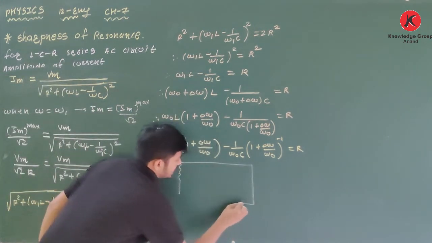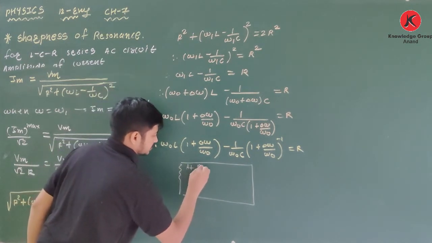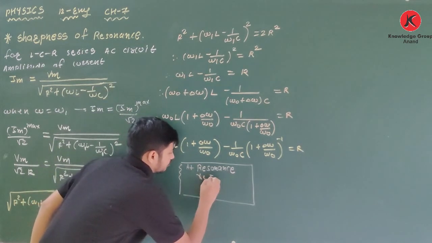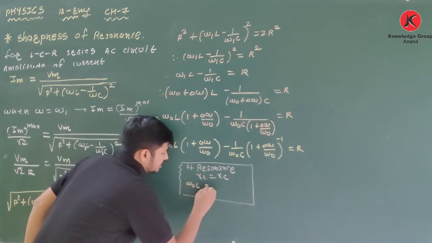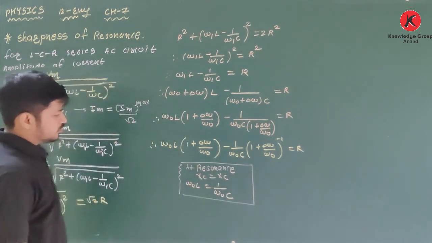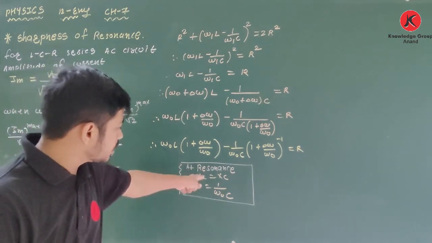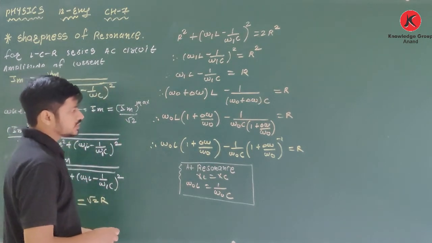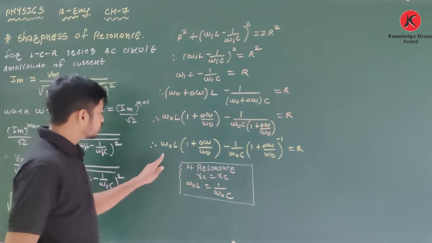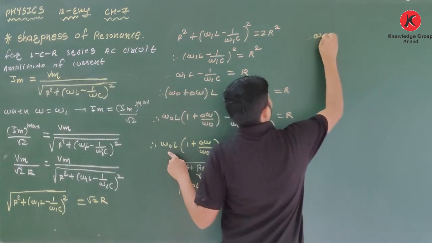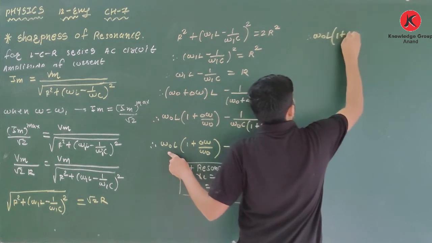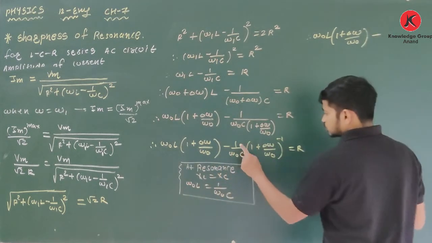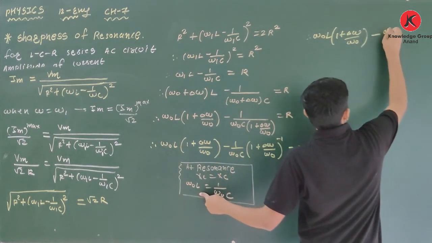Now we know one relation. Which relation? At resonance, XL is equal to XC, which means omega 0 L is equal to 1 upon omega 0 C. So here I can replace this 1 upon omega 0 C by omega 0 L, and this equation reduces to omega 0 L times 1 plus delta omega upon omega 0, minus 1 upon omega 0 C, which I can write as omega 0 L.